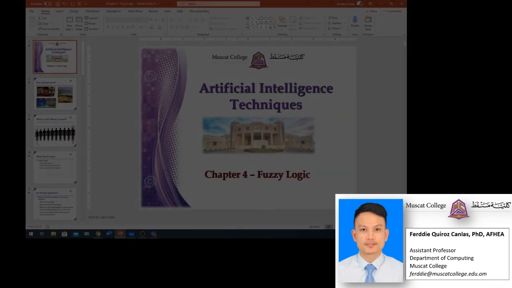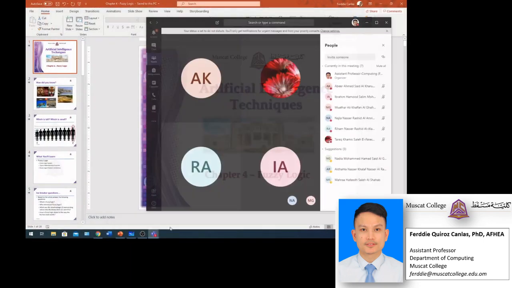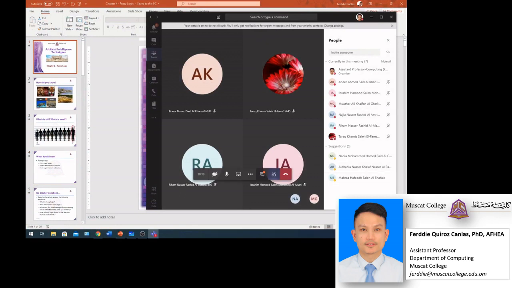I'll be opening a new topic, and this is about fuzzy logic. We're done with the case-based reasoning, but this time we will go with the fuzzy logic.